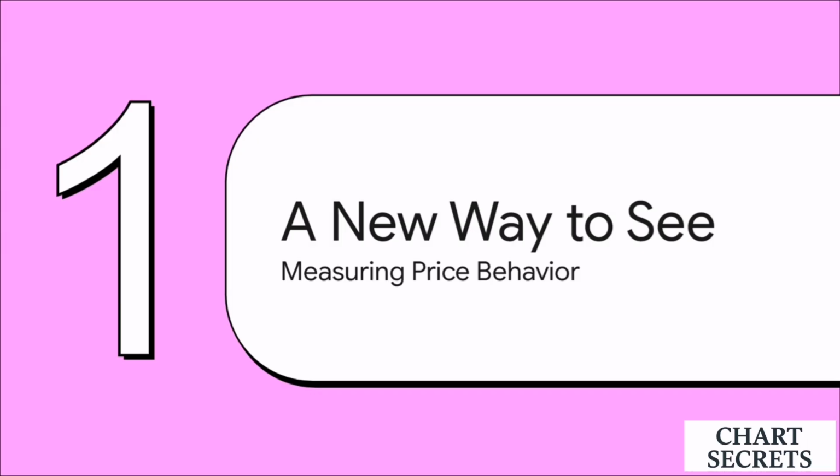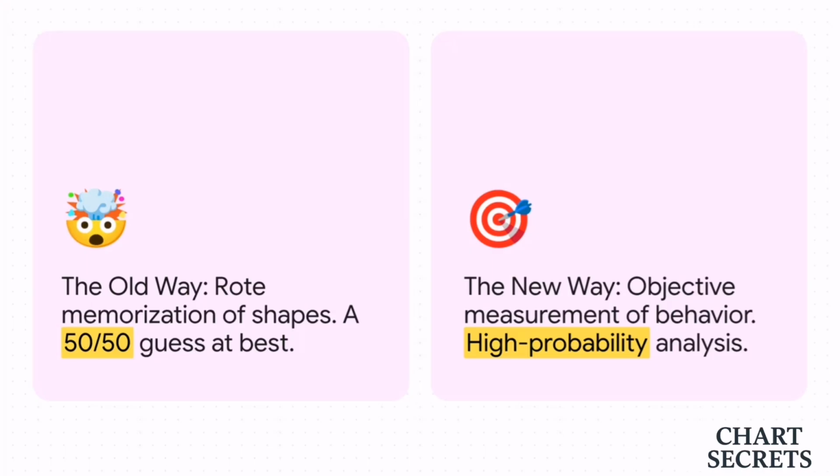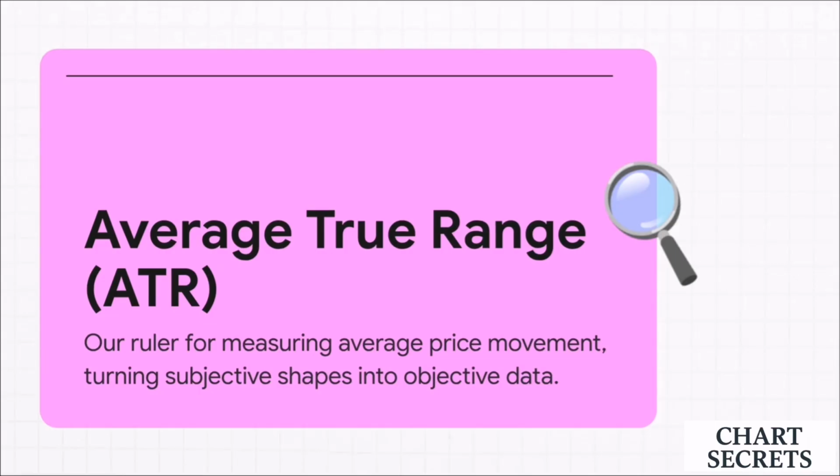Okay, so how do we read that story? It all starts with a big shift in how we look at things. We're going to stop looking for subjective little shapes, and we're going to start using an objective tool to measure what's really going on. Think of it like this, right? The old way, it's all about memorizing patterns. But honestly, when you're just looking at shapes, it's often no better than a coin flip. The new way, though, this is about objective measurement. It's about understanding the behavior behind the candle, which is how we find those really high probability moments in the market.